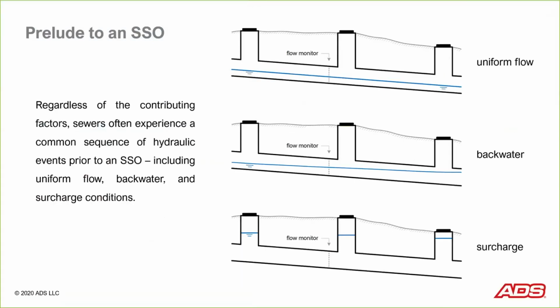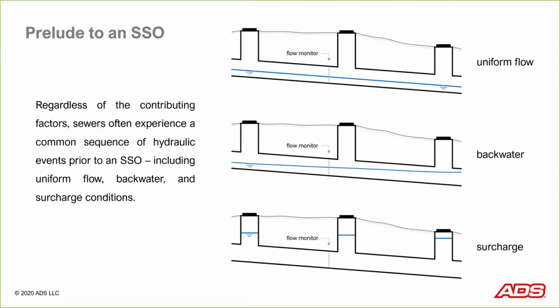And one of the things I want to introduce you to today is what I call a prelude to an SSO. So we talked about various factors that can cause an SSO. But I find that in general, regardless of the contributing factors, sewers often experience a common sequence of hydraulic events prior to an SSO. And they include uniform flow, backwater, and surcharge conditions in that order. We talked about some of this in the part 2 webinar, where we learned how to evaluate these different types of conditions. And I'm showing here a profile drawing of these 3 different conditions in a sewer.